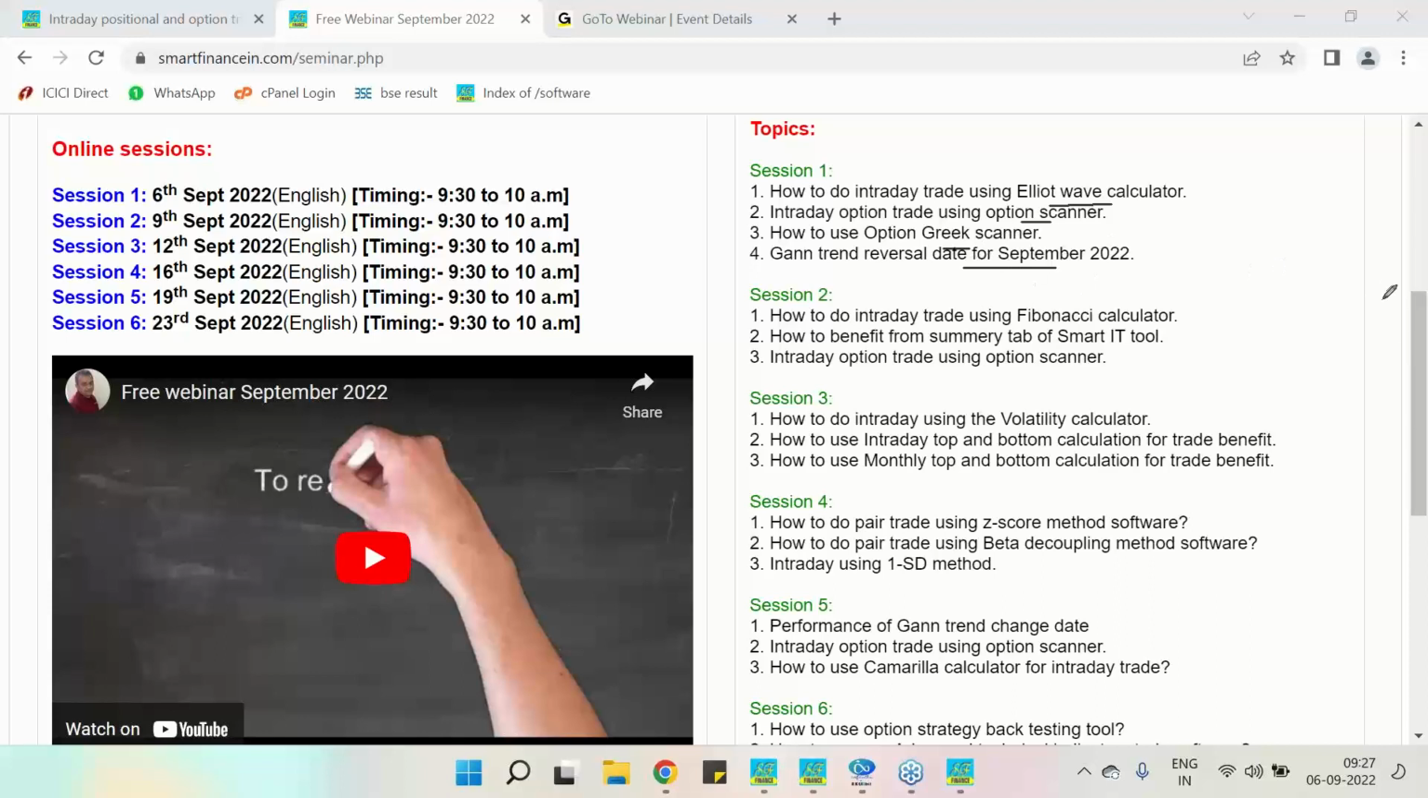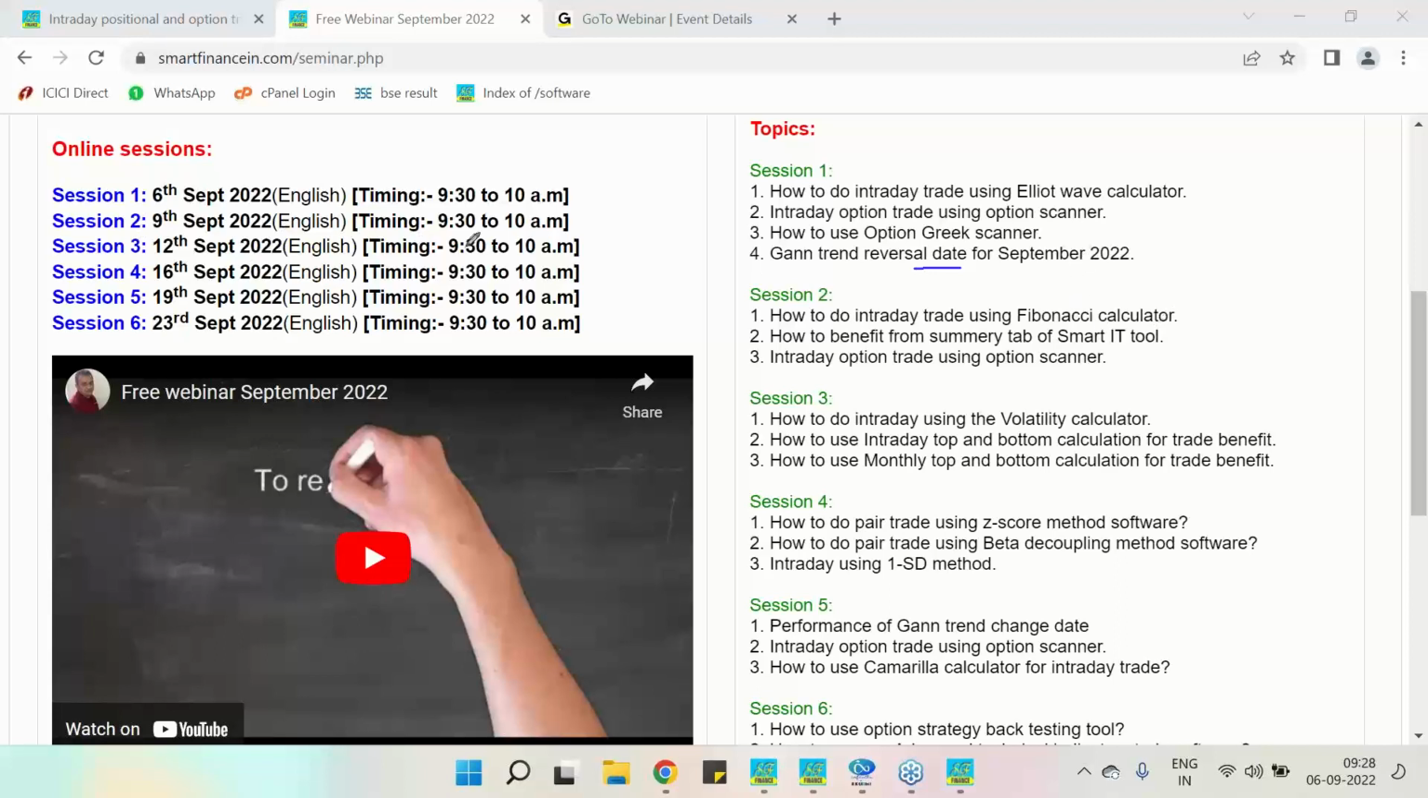And Gann trend reversal date. Again I will tell you, last month, out of 5 to 7 Gann trend reversal dates, almost everything worked. I think only one trend reversal date was not respected by the market. So you are going to see what the trend reversal dates will be for September 2022 for Nifty and Bank Nifty. We will not take all methods; using the two prime methods, high angle and low angle, we will be demonstrating. Gautam will demonstrate what the trend reversal dates for September will be for Nifty and Bank Nifty. So this will be for today's session.